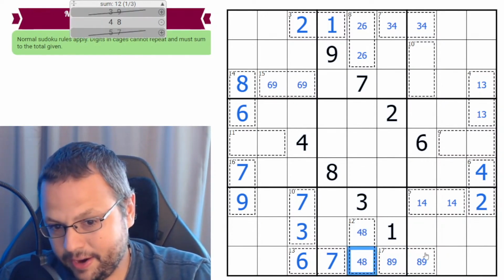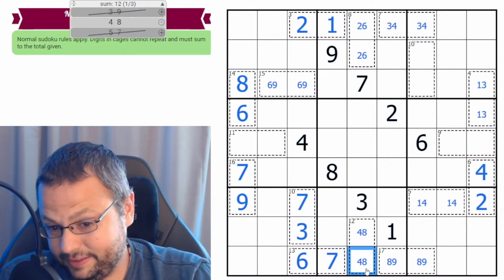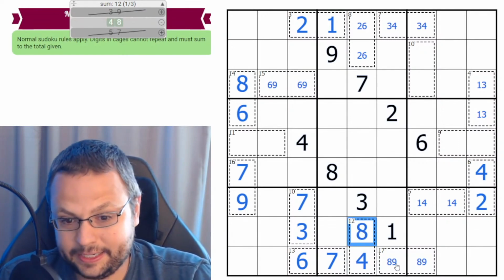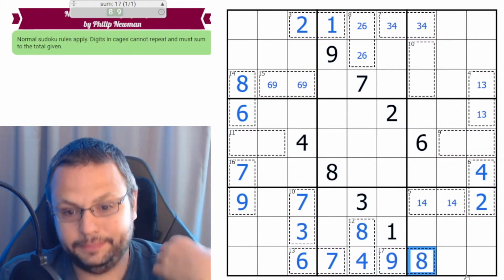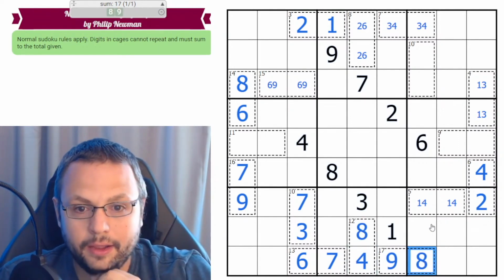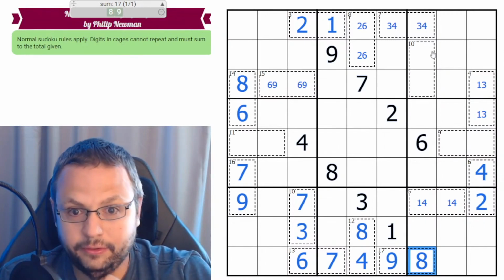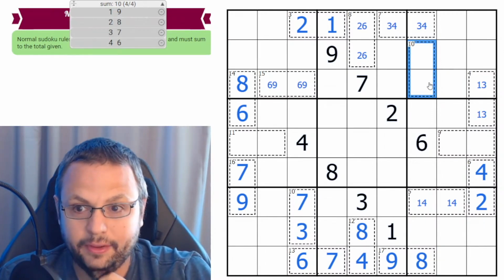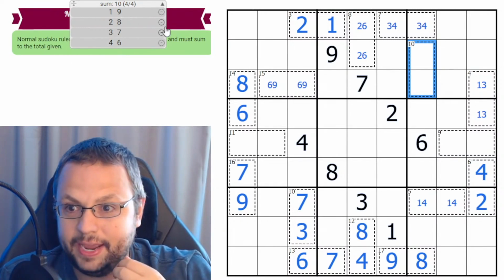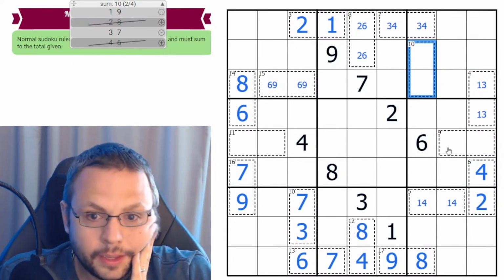And there's an 8, 9 pair here looking at this cell. So this is not an 8. It's a 4 and an 8, making that a 9 and an 8. So that is most excellent. So I can now look at the 10 cage. It's not allowed to have an 8 or a 6.